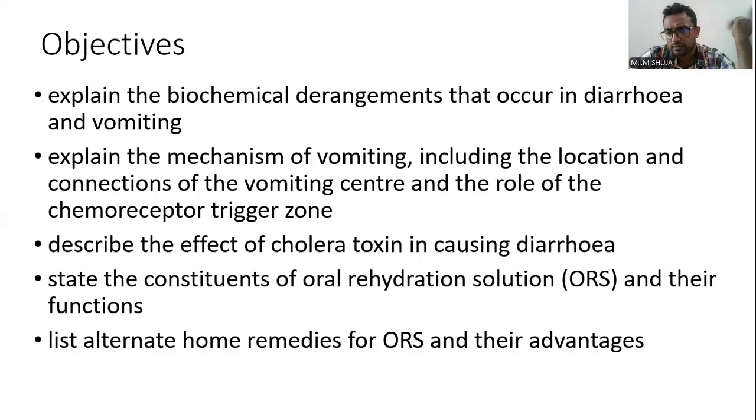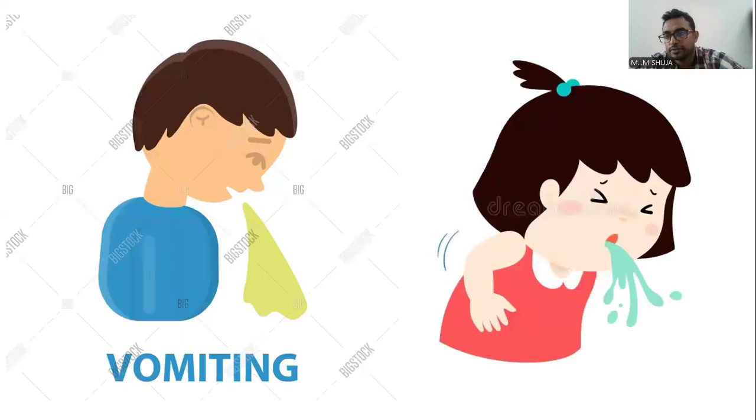Then we'll be looking at the mechanism of vomiting. Vomiting is not a simple event. It is a well-coordinated reflex controlled by the brainstem. We'll look at the vomiting center, its location, its connections, and how it receives signals from different parts of the body. We'll mainly discuss the chemoreceptor trigger zone, what toxins cause nausea and vomiting, and how the oral rehydration solution has a place in that. These are a few pictures to tell you what vomiting is.